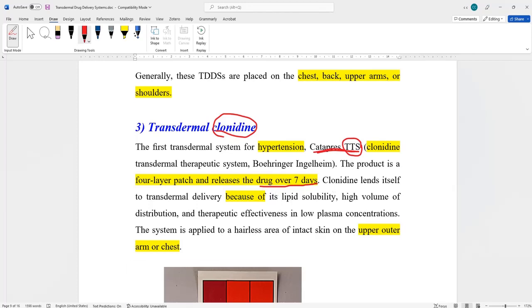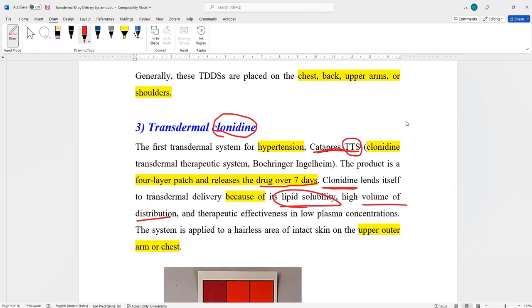The good thing about clonidine, which makes it excellent as a candidate for a transdermal drug delivery system, is that it has good lipid solubility, and you know our skin has lipids. That's why it will be absorbed well, not through intercellular but through transcellular absorption. Another thing is the volume of distribution. It has a high volume of distribution. And let me explain this to you because it is something related to pharmacokinetics.